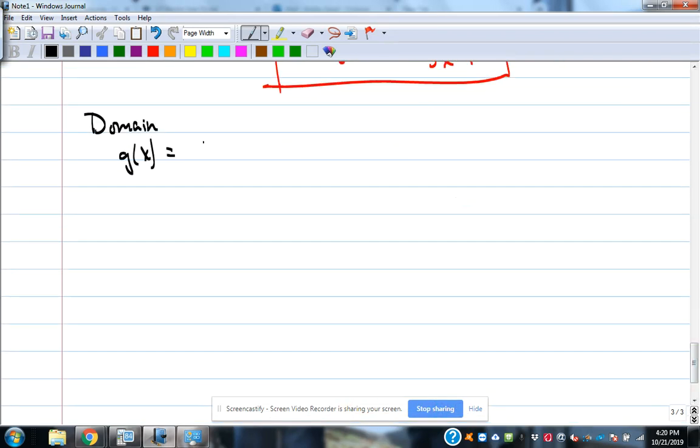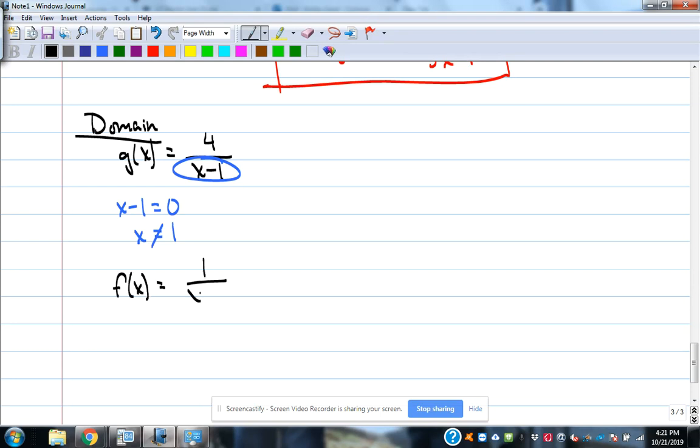So g of x was 4 over x minus 1. To find the domain of g of x, we take what part? Where's the red flag? It's in that denominator, right? Can't have an x in the denominator. We set that x minus 1 equal to 0. Yet x cannot be 1. So that's a restriction.